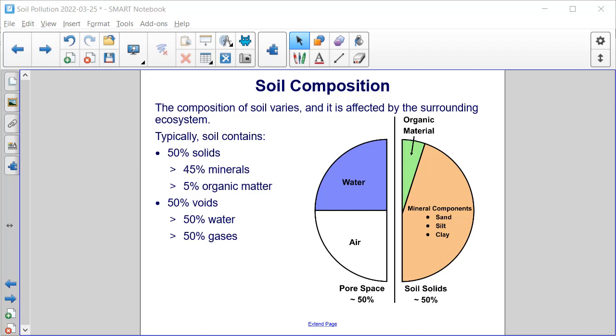The composition of soil varies, and it is affected by the surrounding ecosystem. Typically, soil contains 50% solids, which you see on the right side of this pie chart, about 45% minerals, like sand, silt, and clay, and another 5% organic matter. The other 50% is voids or pore space, things like water and gases from the air.